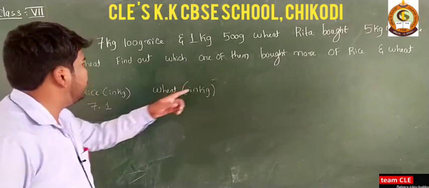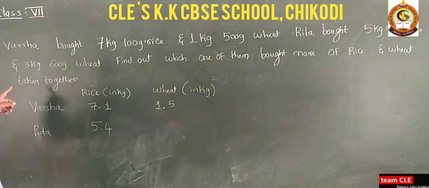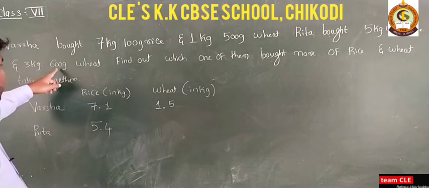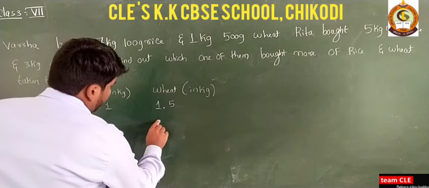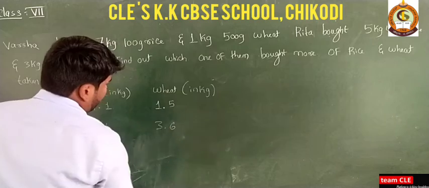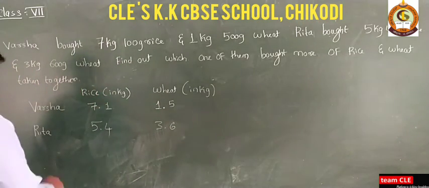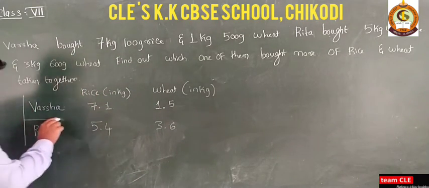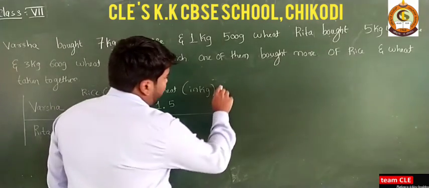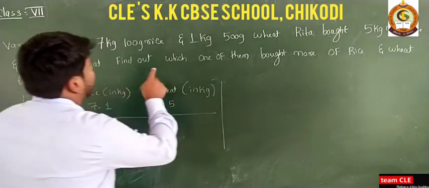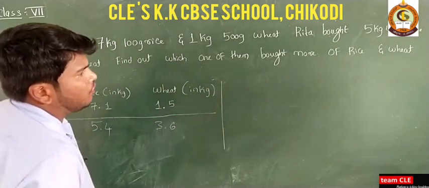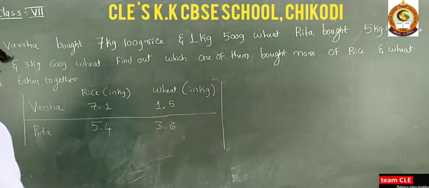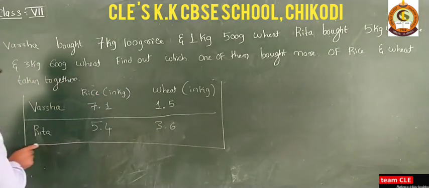Similarly, Rita brought the wheat. How much is it? It is 3 kg 600 grams, which means I will write this as 3.6. Okay, so this is the column. We need to find out which one of them bought more rice and wheat taken together.